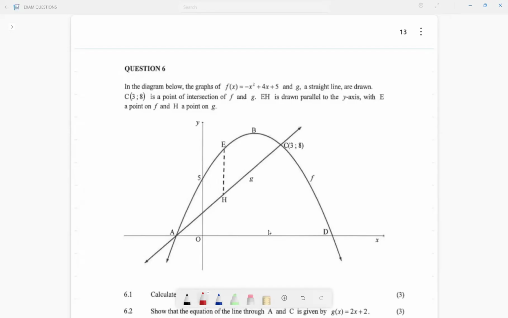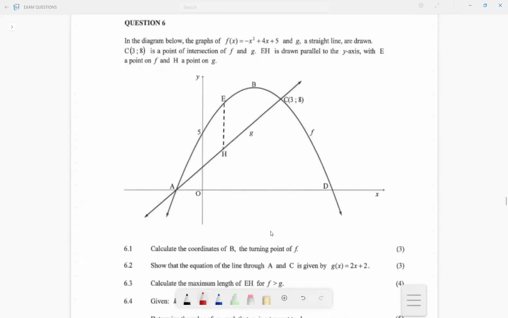In today's video, I want us to look at question 6, which is now a parabola, a kind of question for the November 2024 paper. It says in the diagram below, the graph of f of x with that equation and graph of g, a straight line, are drawn. And then C of those coordinates is a point of intersection between the two graphs. EH is drawn parallel to the y-axis. So it means it's just a straight line.